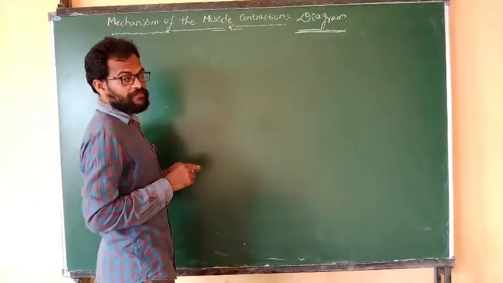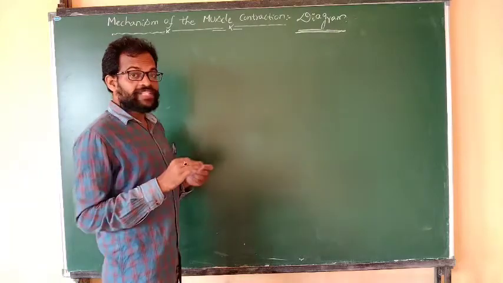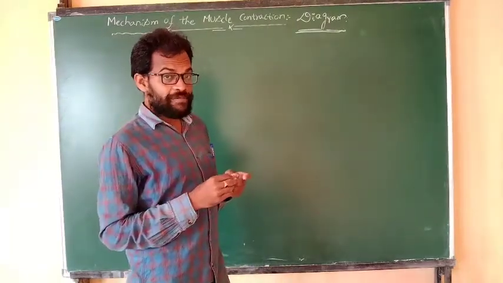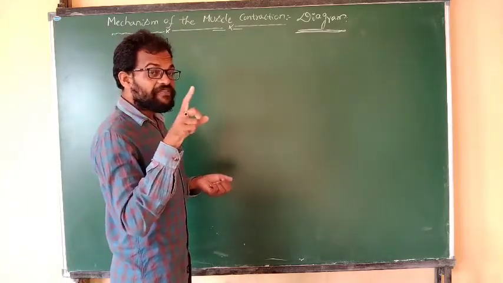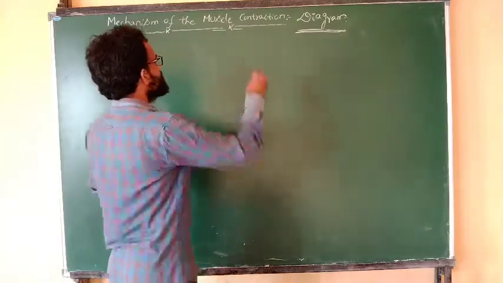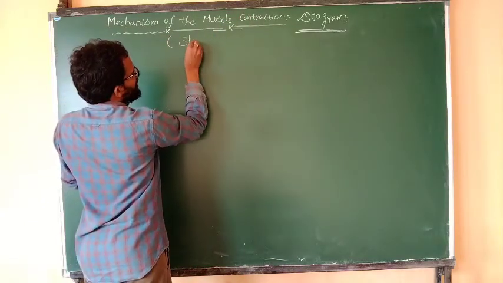Two slides. What is the first slide? Actin filament, myosin filament. Sliding filament theory always represents that the actin filament slides over the myosin. What is the diagrammatic representation of the sliding filament theory?